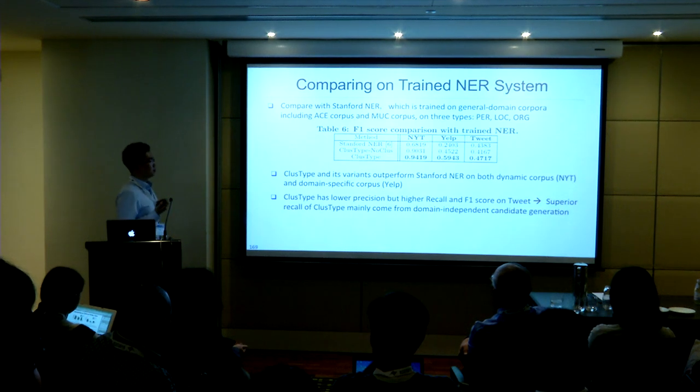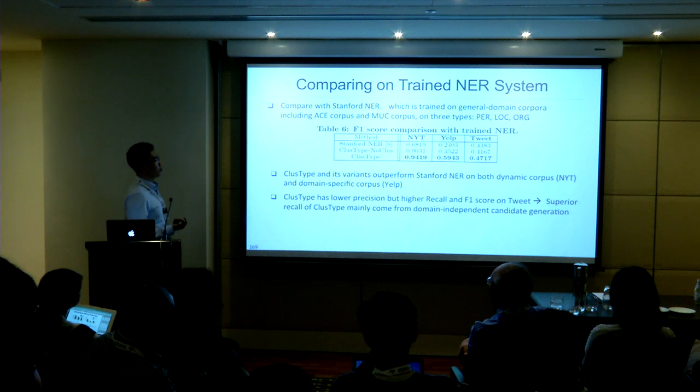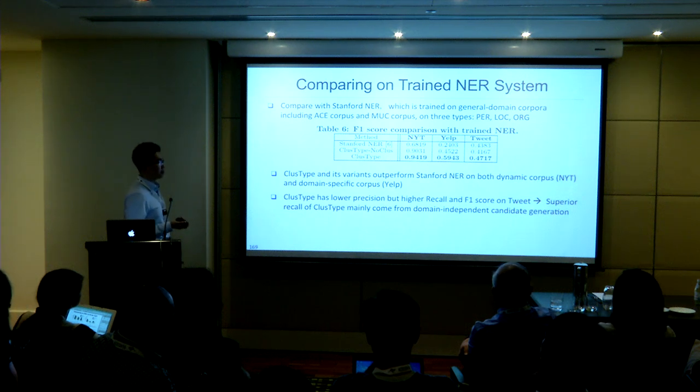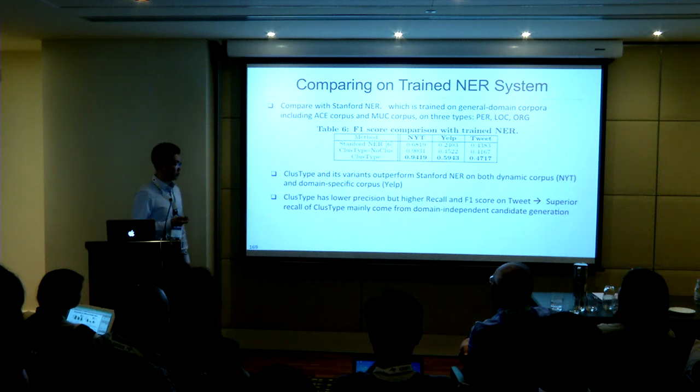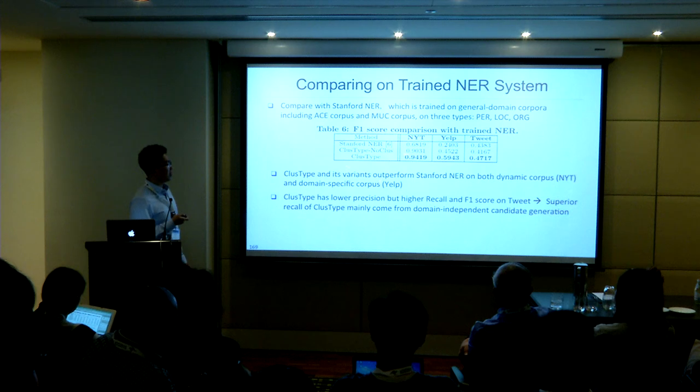The same thing also happens on the product type here. And people will argue, what's the performance you can have on a general domain, even compared to those standard sequence models or classifiers, like Stanford NER? So we do the testing on not only the New York Times corpus, but also the domain-specific corpora, and try to see the performance gains we achieve from each domain.